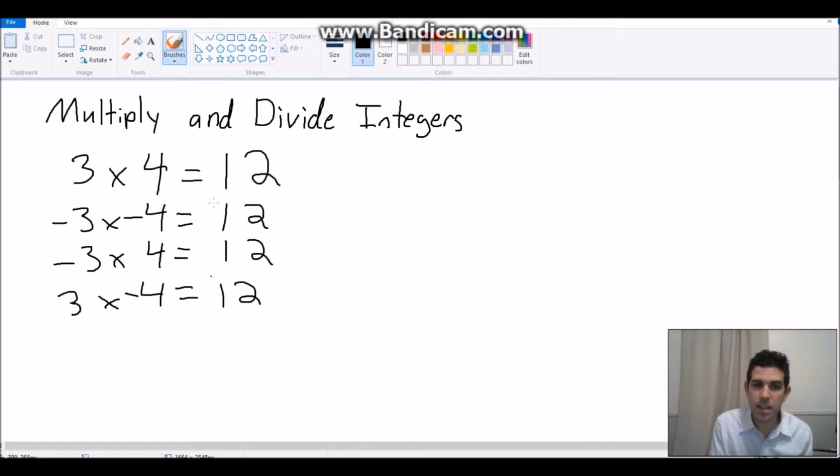Now, some of these are going to get a negative though, and some of them are not, according to our rule. Now, here's the rule. Same sign equals positive. That means look at the two numbers and do they have the same sign, both positive or both negative? Well, this has positive 3 and positive 4, so the answer will be positive. This one has negative 3 and negative 4. Those are the same sign, so it will also be positive.